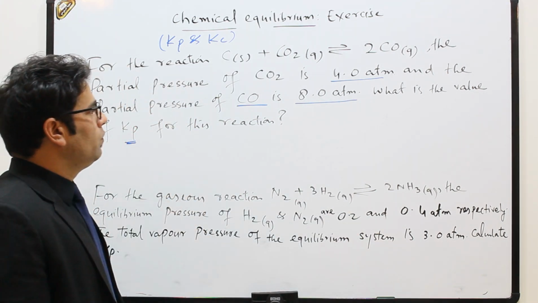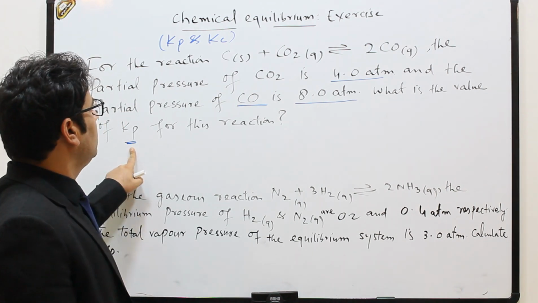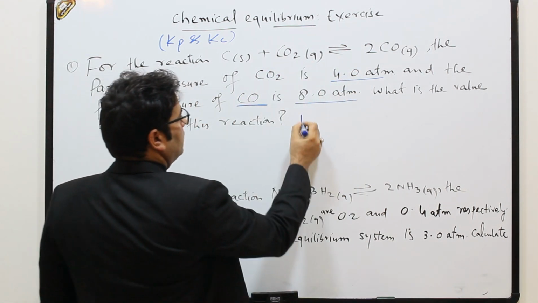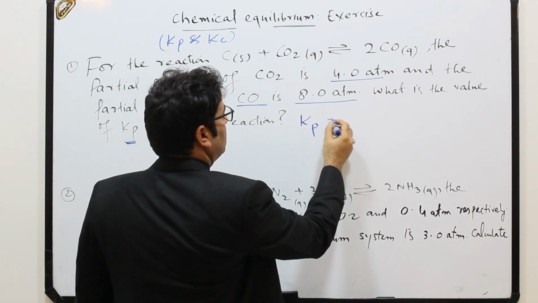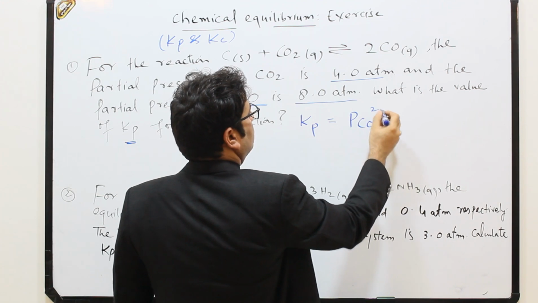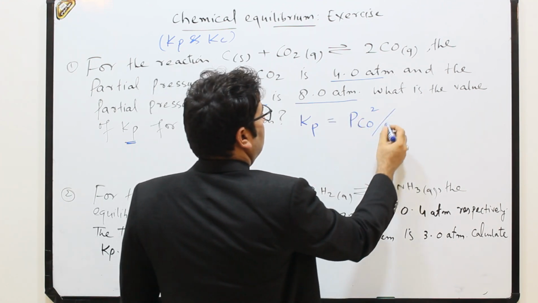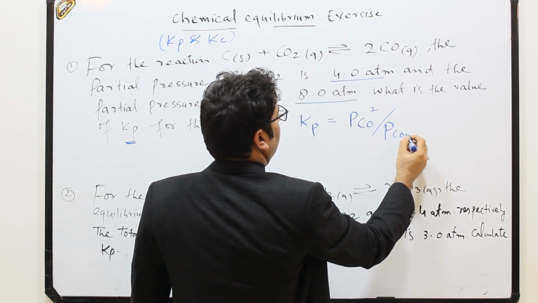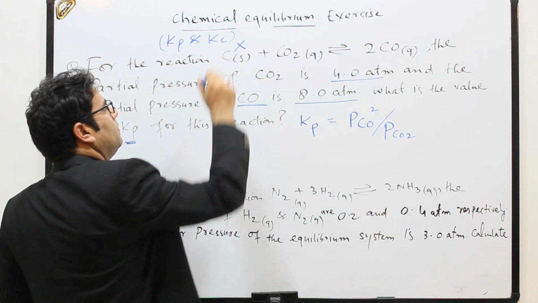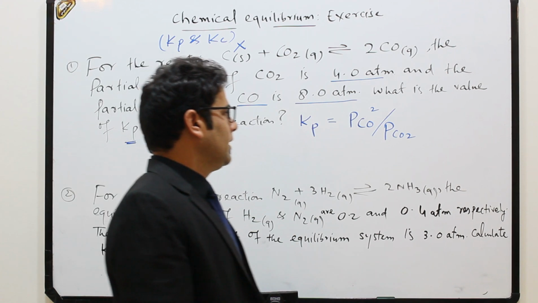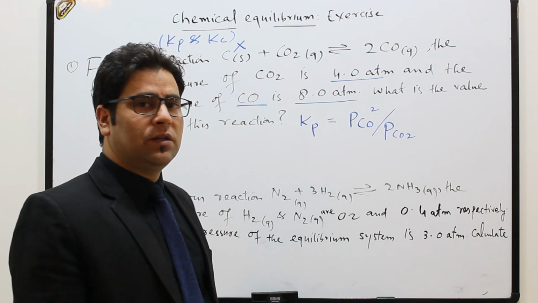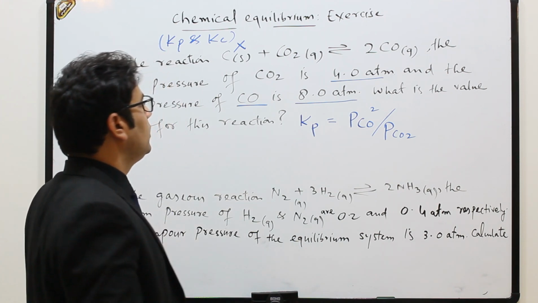When we have to calculate Kp, it is given in terms of gases, so we can use the formula Kp is equal to partial pressure of CO squared divided by partial pressure of CO2. Why didn't I include the carbon? Because it is solid, it will not be included in the equilibrium constant expression, because solids and liquids are generally taken as unity.